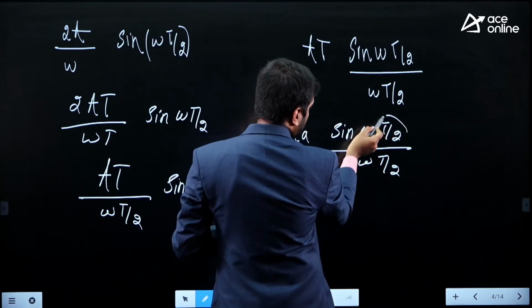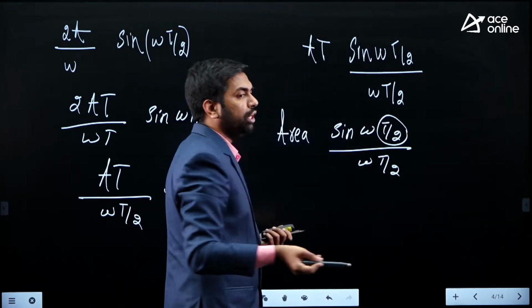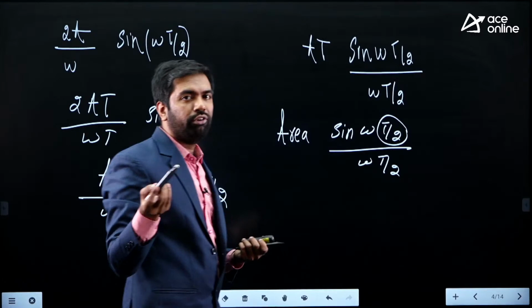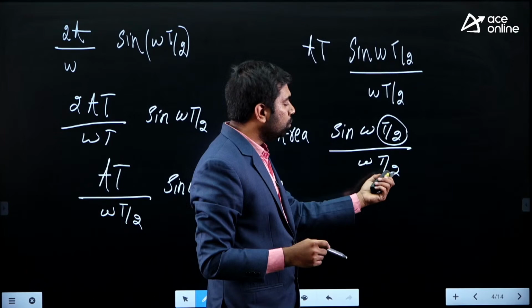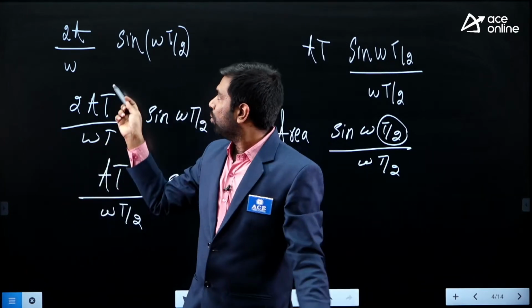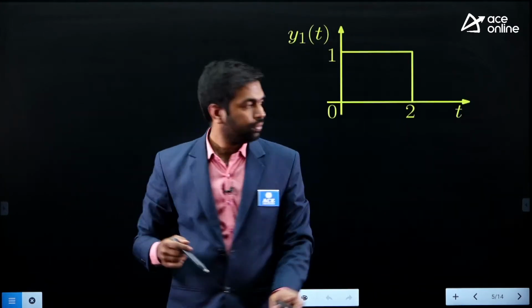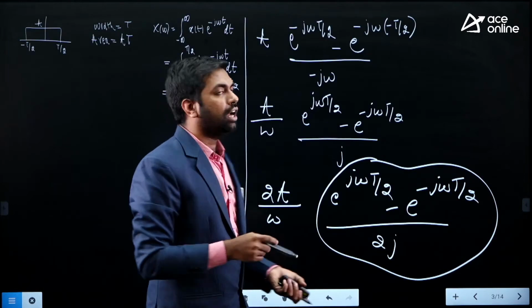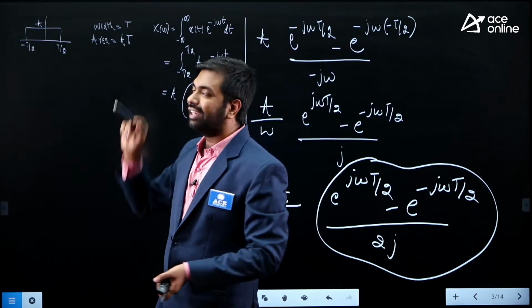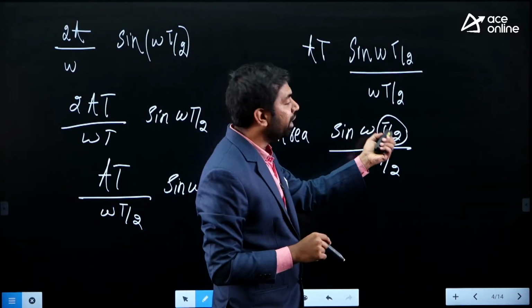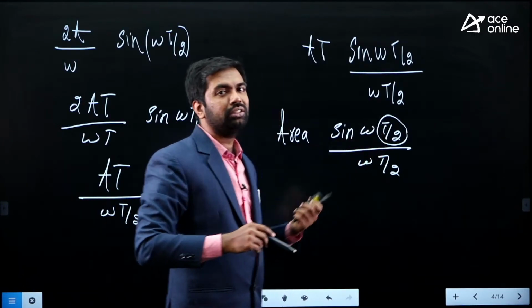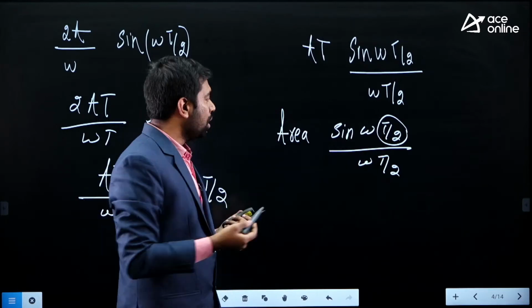Now look at this. This t by 2 is nothing but the width of the rectangular pulse by 2. Check this. What did we write here? The width as capital T, right? What do you see here? You see t by 2. So this is the width of the rectangular pulse by 2. So how do you remember this?